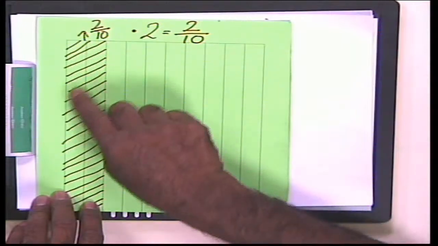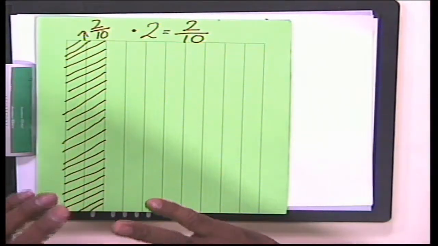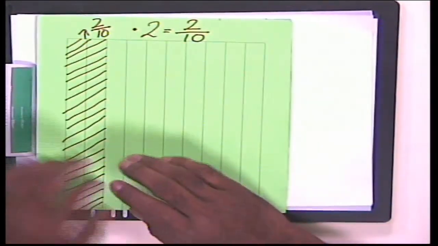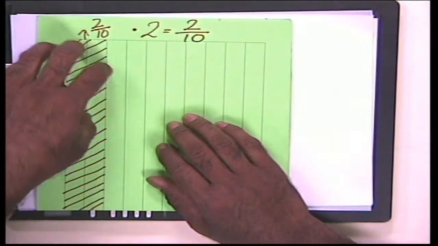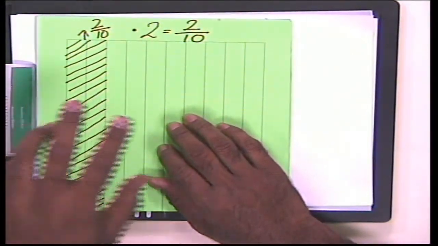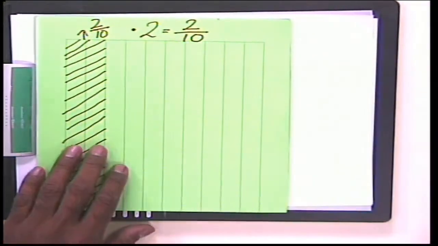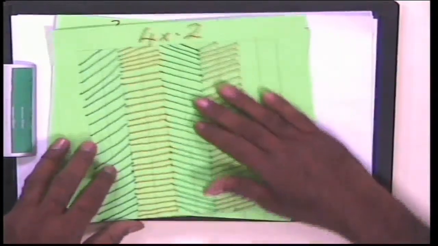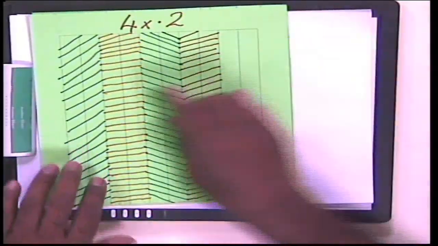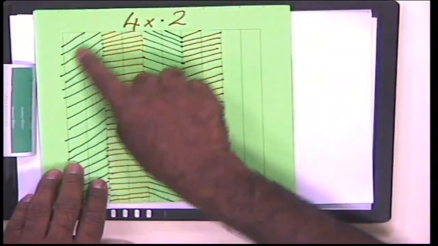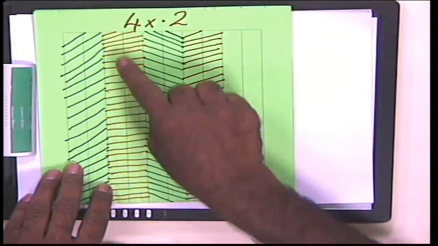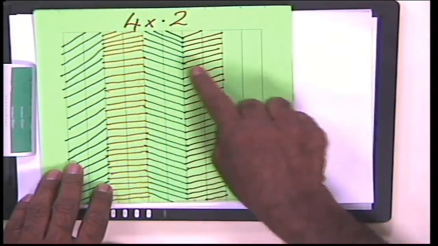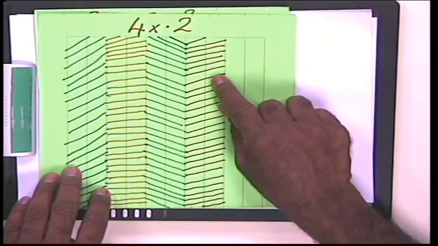This is 0.2. हम लोग को 4 से इसको मल्टीप्लाई करना है. दैट मीन्स ऐसे 0.2 शेडेड पार्ट हम लोग 4 टाइम मिलना है. What will happen if we shade these 4 parts? This is the first 0.2, 2 parts. This is the second one, this is the third one, and this is the fourth one.